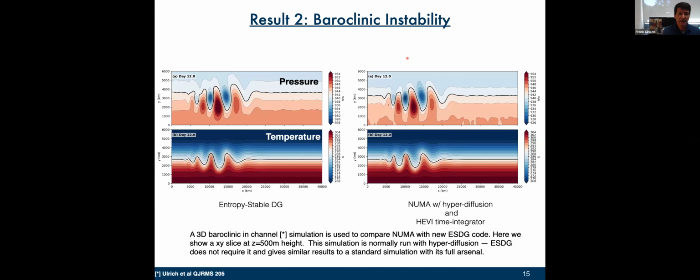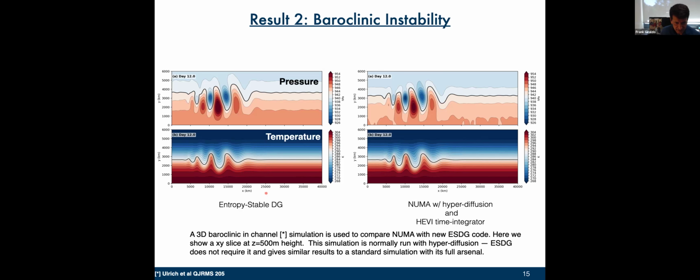Okay, so up to this point, I've been talking about NUMA, which is a modern Fortran code. I said that we're not really doing a whole lot more development in that code base anymore. Next, I want to talk to you about our Julia codes that are entropy-stable codes. This is an example of a 3D simulation, right? A full 3D simulation of what's known as a baroclinic instability in a channel.